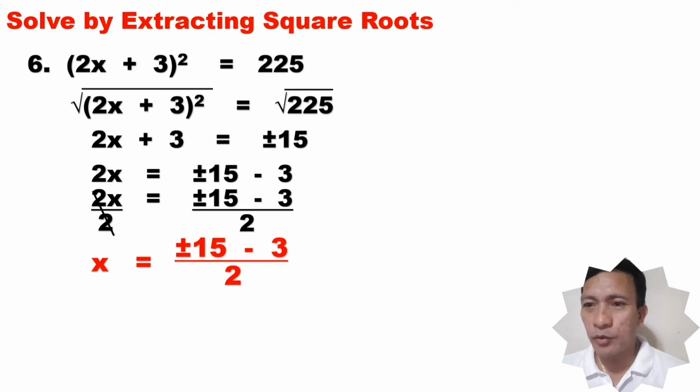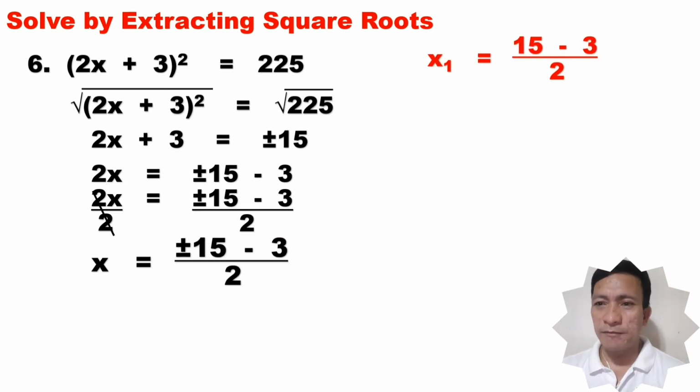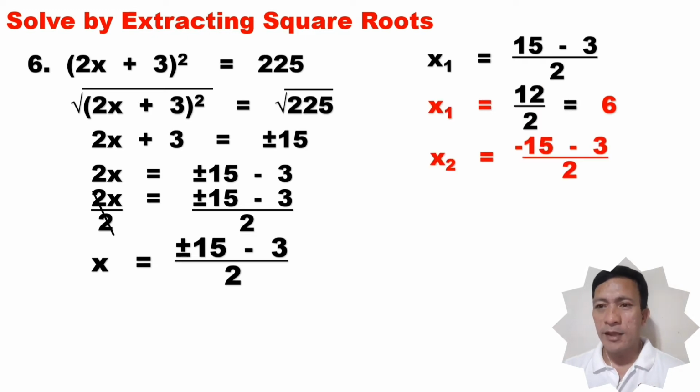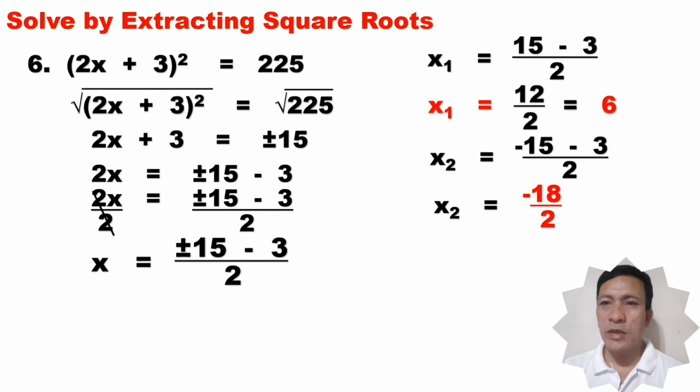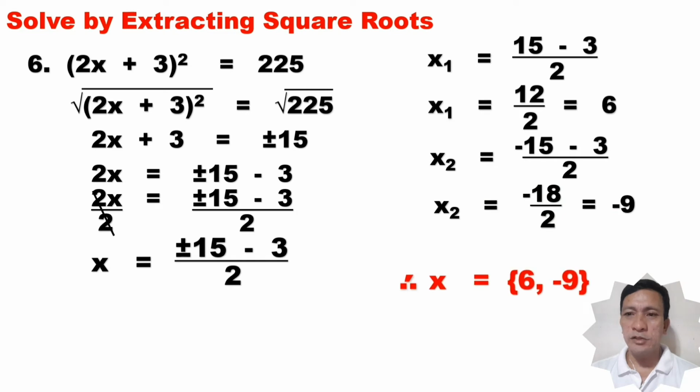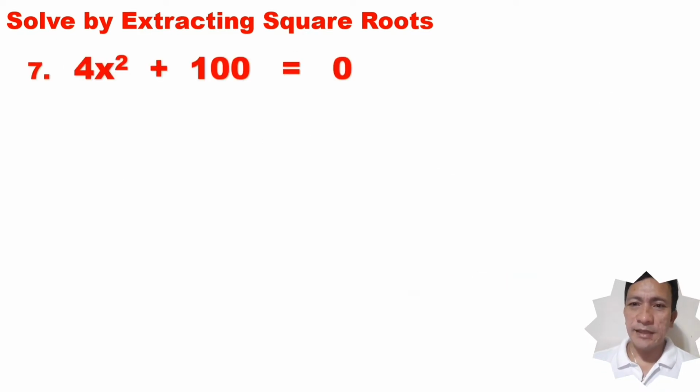So our x sub 1, or the first value, is 15 minus 3 over 2. 15 minus 3 is 12, divided by 2 equals 6. For the second value, negative 15 minus 3 equals negative 18, divided by 2 equals negative 9. Therefore, the values of x are 6 and negative 9. Seventh and last problem for this video.